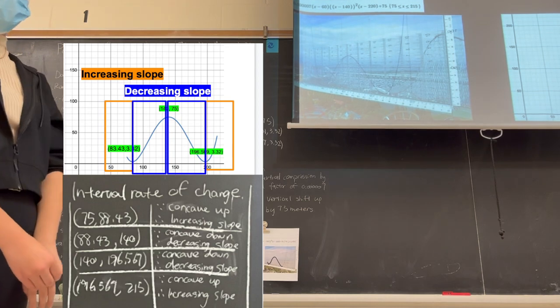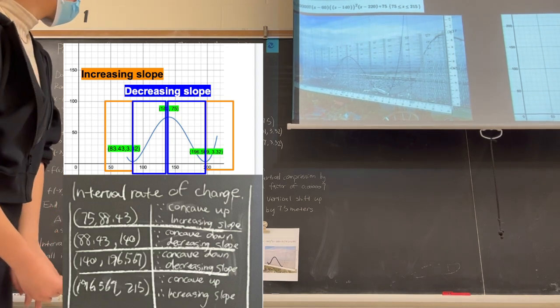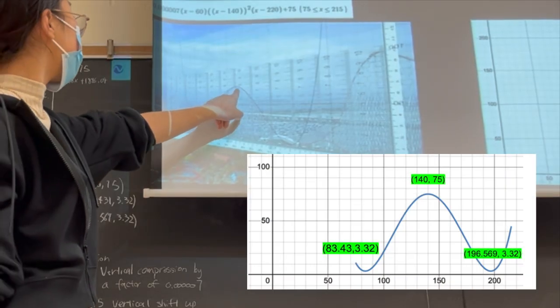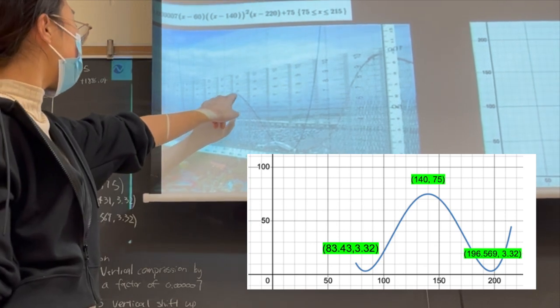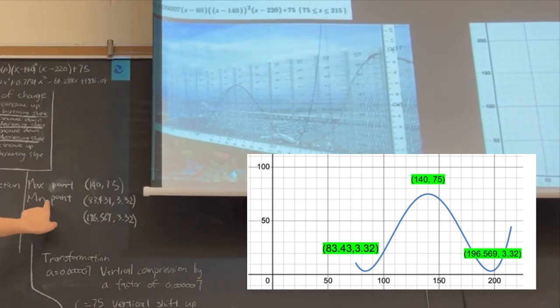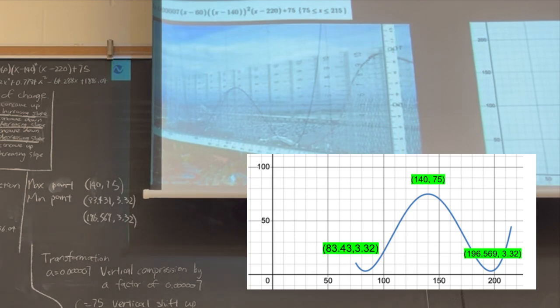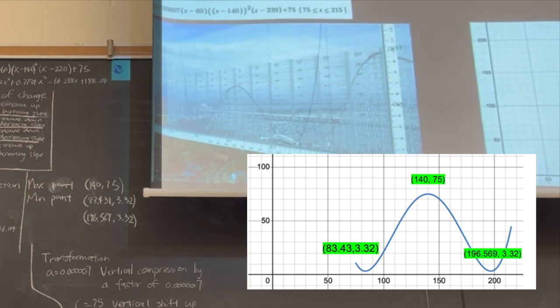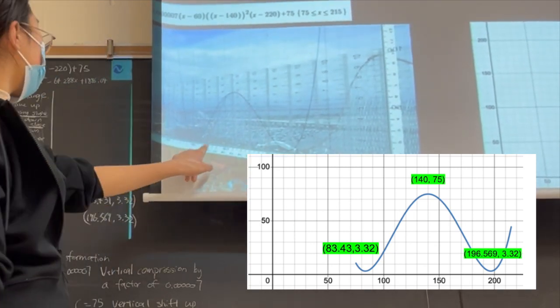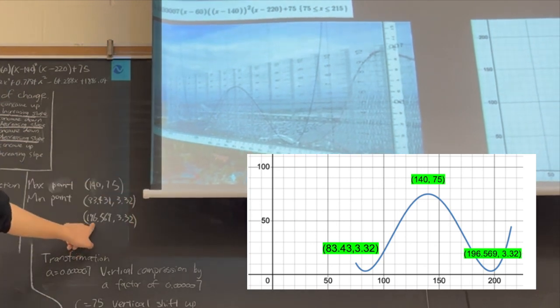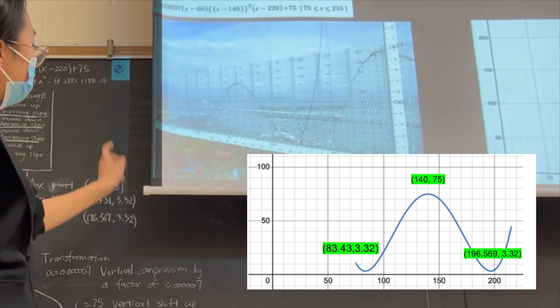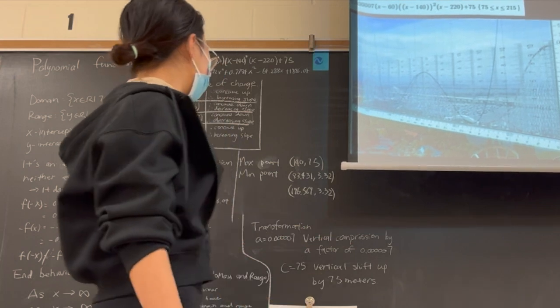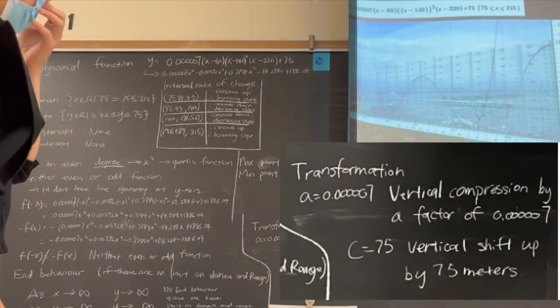Meters, and that have a concave up increasing slope. So the maximum point is over here, 140 meters and 75 meters of distance. And the minimum point is 83.43 and 3.2 meters, which is this point. And the other one is 96.569 and 3.32.